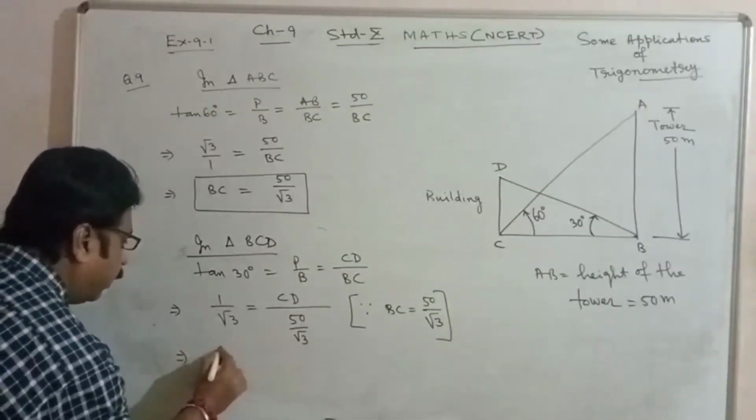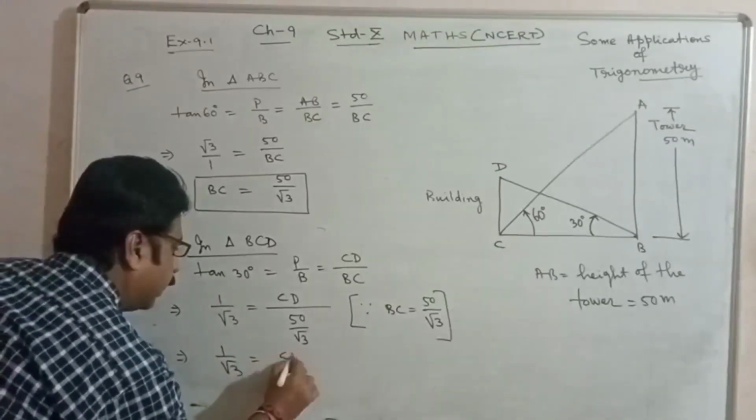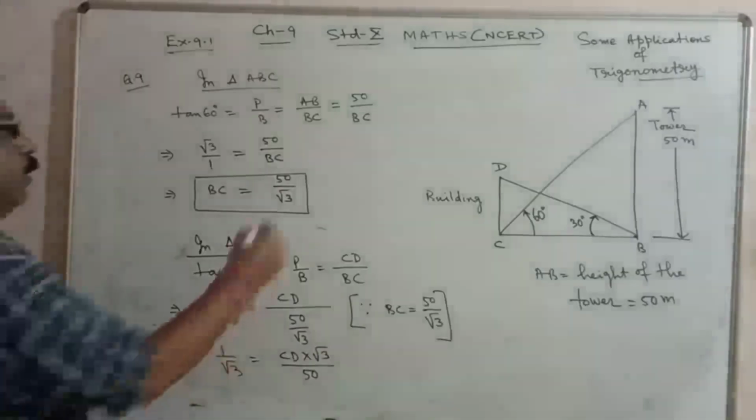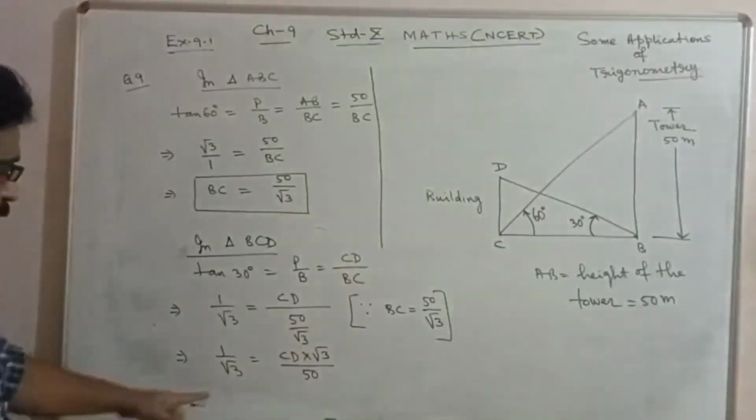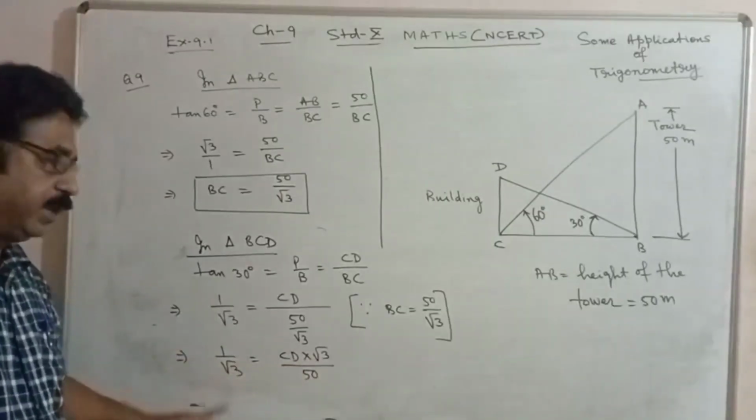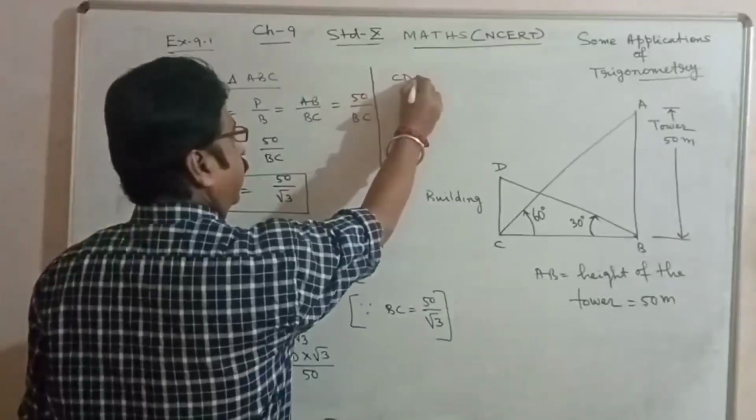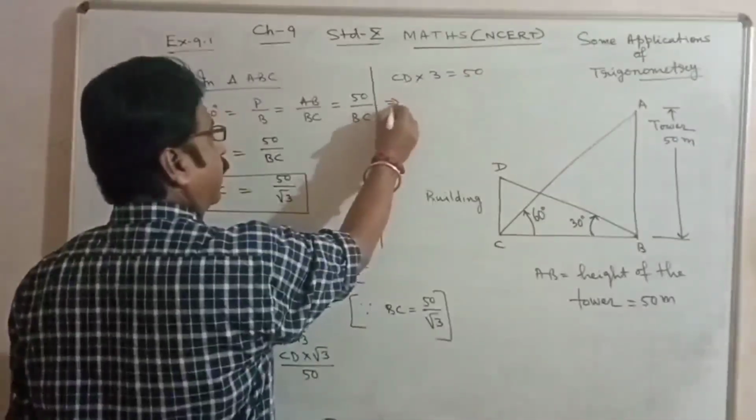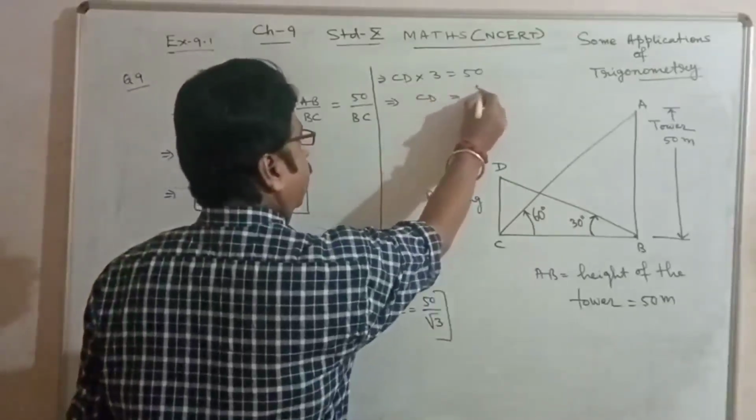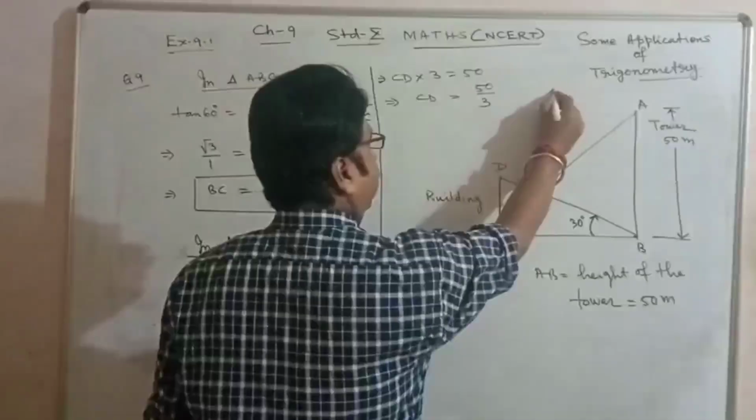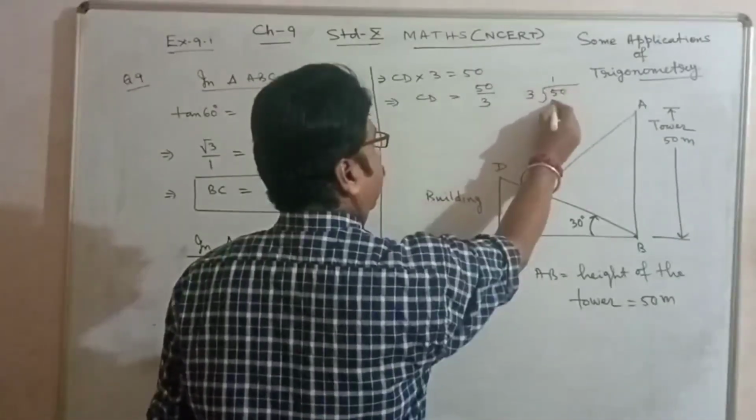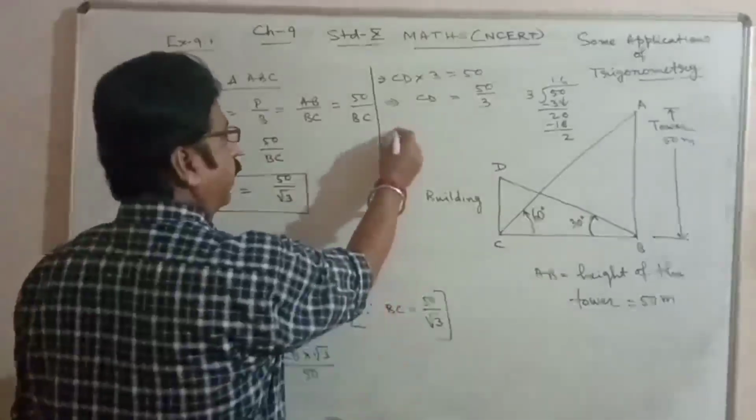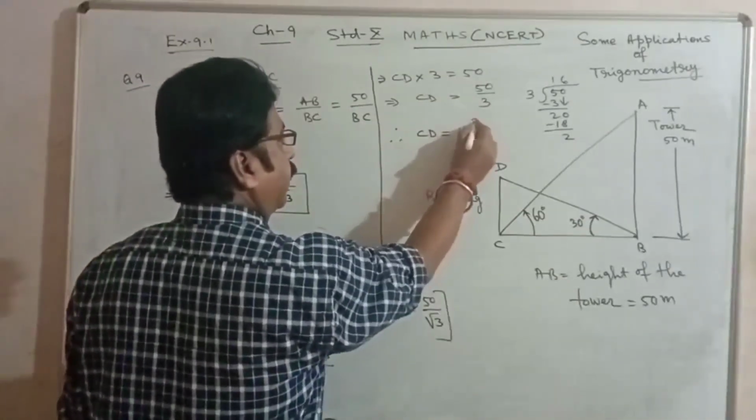Next step, it will be 1 upon root 3 equals CD into root 3 upon 50. Cross multiplication: CD into root 3 into root 3, which means 3, equals to 50. CD is 50 upon 3. If you divide 50 by 3, therefore CD is 16 2 upon 3.